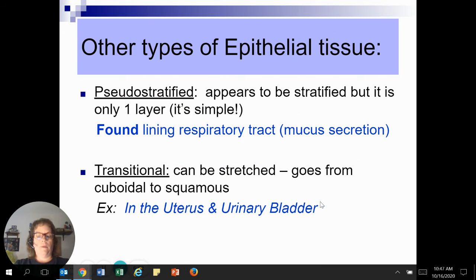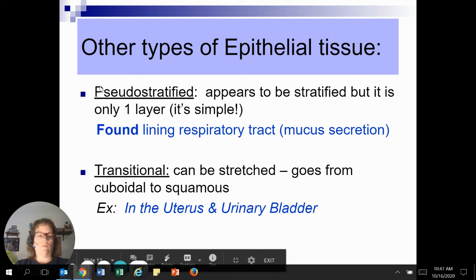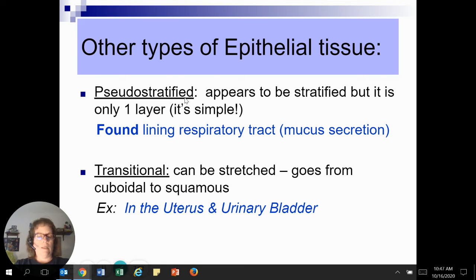All right, you have other types of epithelial tissue as well that don't quite fit into those groups. One's called pseudostratified. If you remember, the prefix pseudo means false. And again, we said stratified means many layers. So this one appears to be stratified, but it's really only one layer. It's kind of the way all the cells are jammed up together. It almost looks like there's several layers, but there's not. So these are found in the respiratory tract.